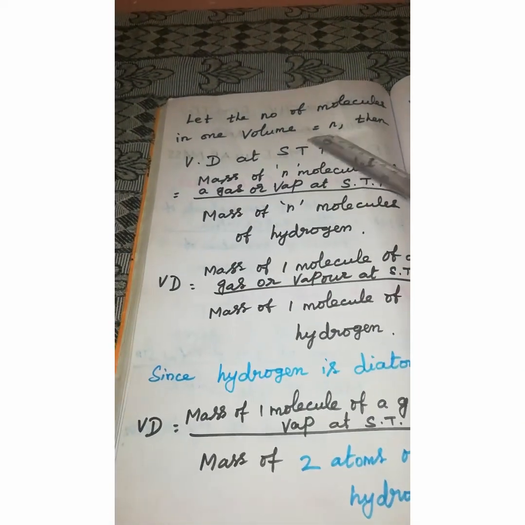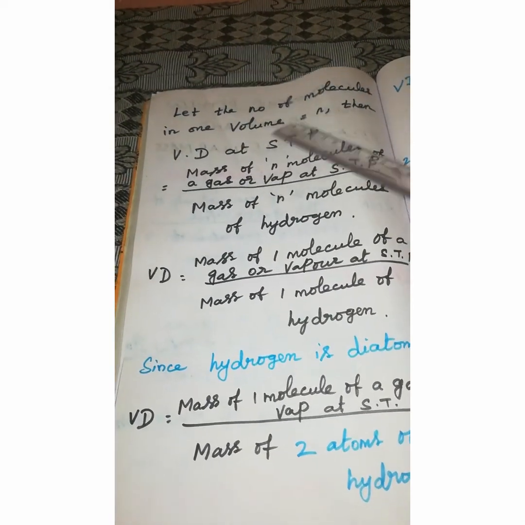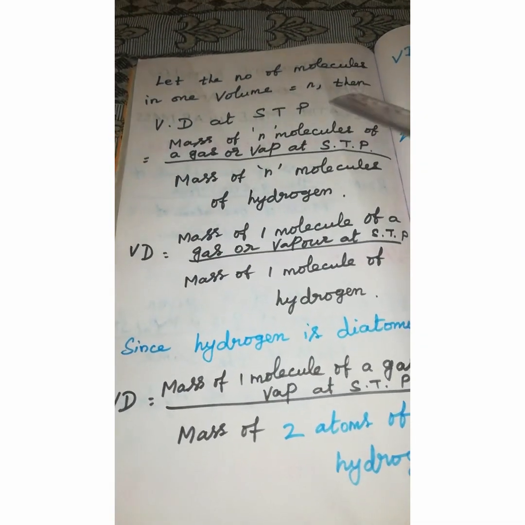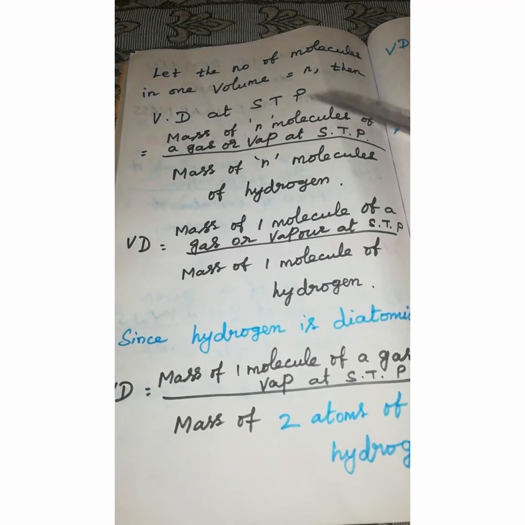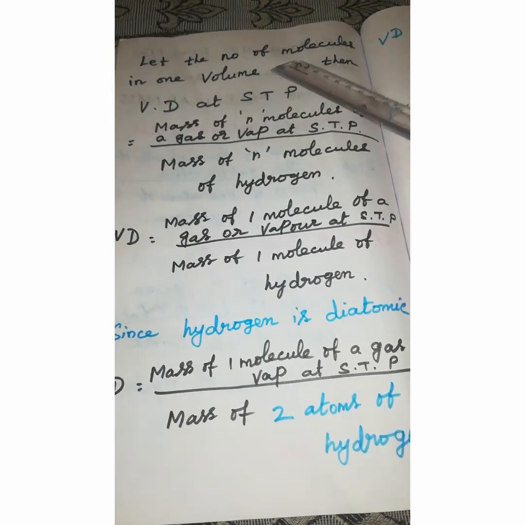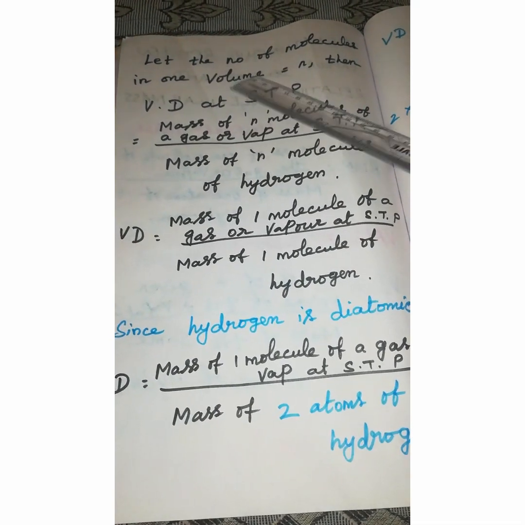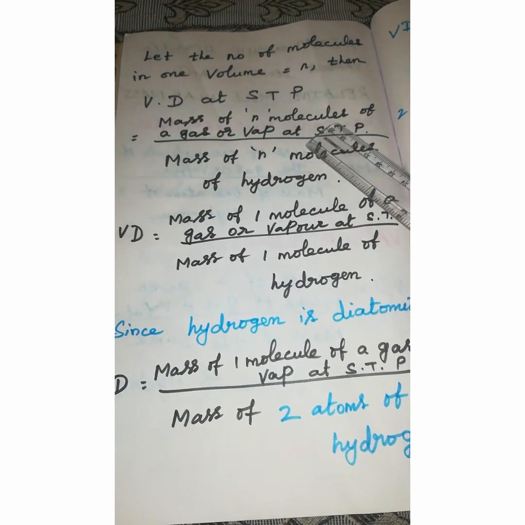Next, let the number of molecules in one volume equal to n. Then vapor density at STP. Mass of one molecule can be written as n molecule. One volume can be written as n volume according to Avogadro's law.